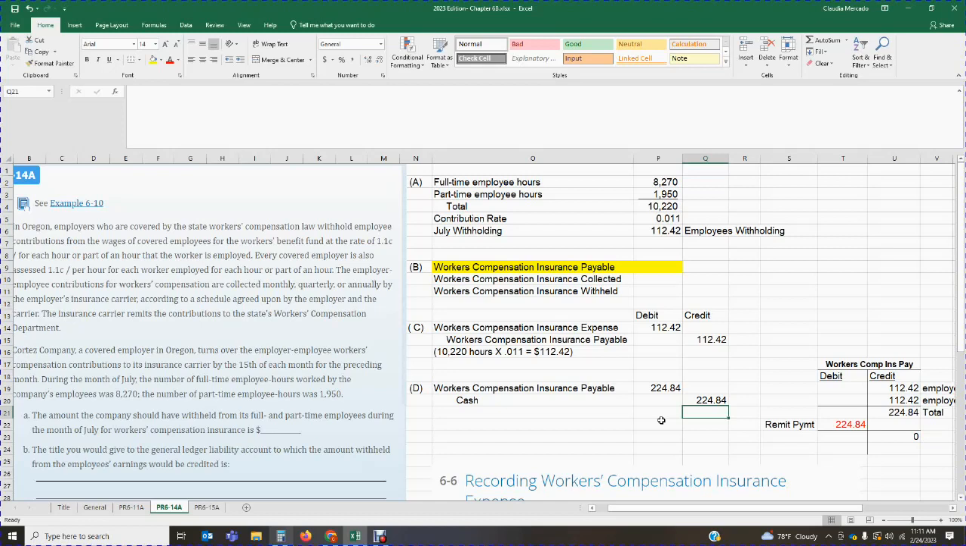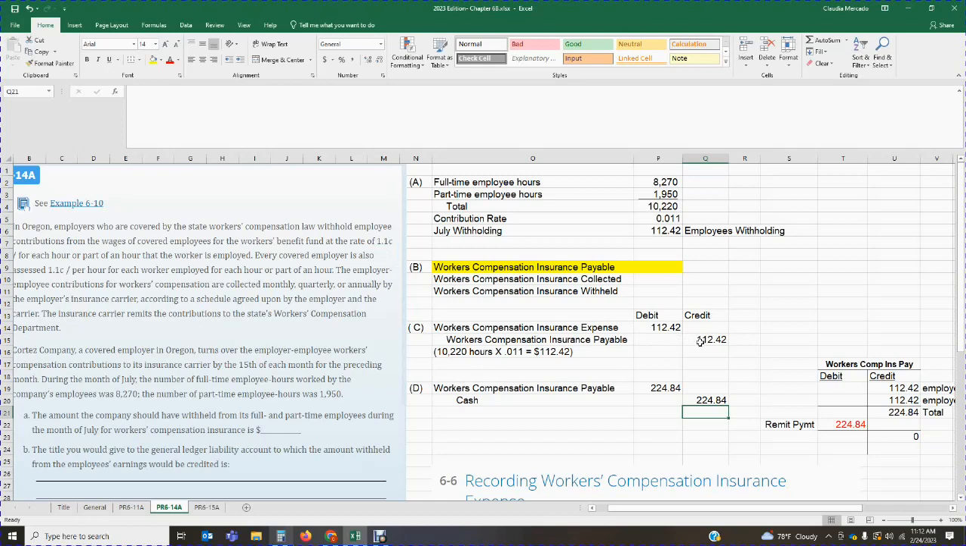It's not complicated, but there's just a lot of information being included. We have 4 requirements. The first one is to calculate the employee's withholding for workers' comp. The second one is to identify the types of accounts or how we can name the account. The third one is to record the actual entry for the tax liability for the workers' compensation insurance. How much does the employer have to pay for workers' compensation insurance? Well, it's at the same rate, 1.1 cents for both the employee and the employer. So that gives me 112.42.